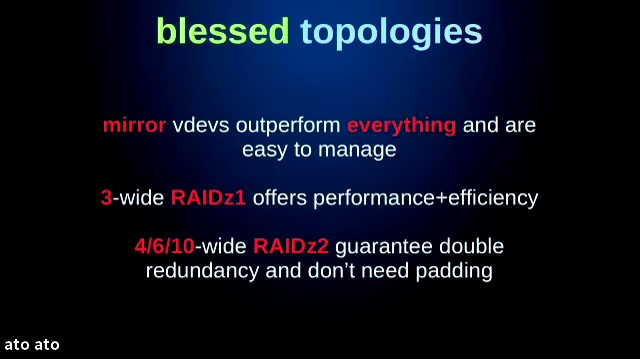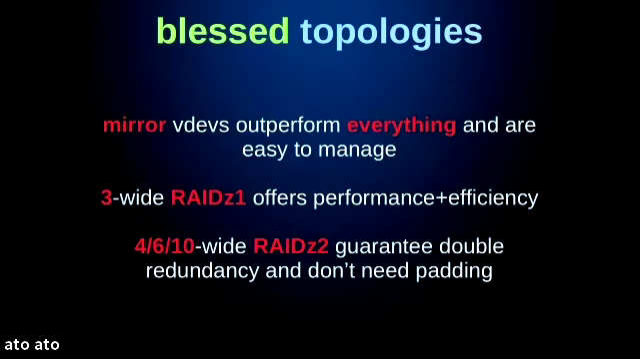And for 3-drive RAID Z1, how many pieces do you have to split each record into? Anybody? 2. So they will split evenly. There's no weird padding. So you literally have just a very simple, predictable 67% storage efficiency. It's better than 50, still performs pretty well, still pretty easy to manage.